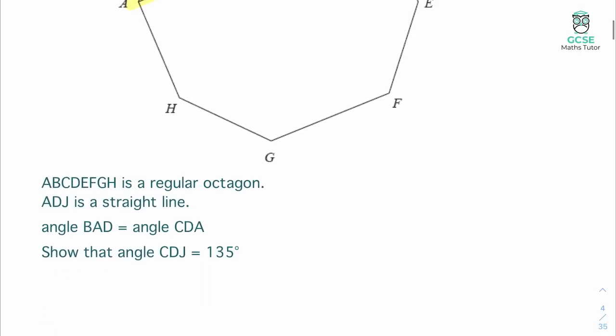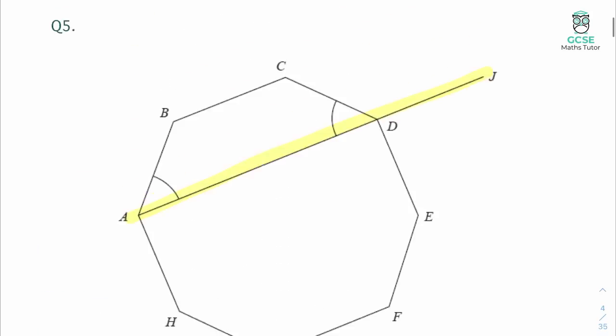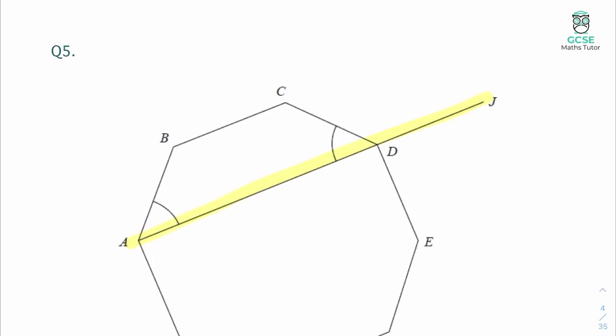Show that angle CDJ is 135. So where's that? CDJ, that's the angle just here. And we want to show that that is 135. Now this is important because when it says to show that it's 135, we have to forget that it's actually told us that. So we're going to try and find this angle out. Imagine it just said angle X here, and it says find the value of X.